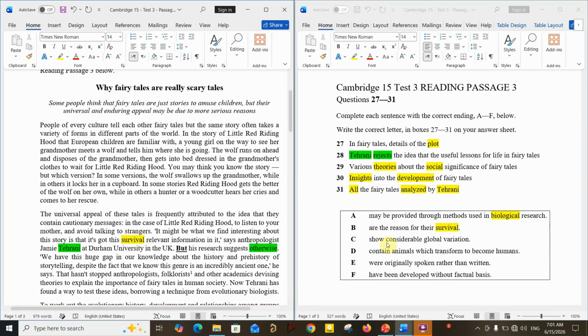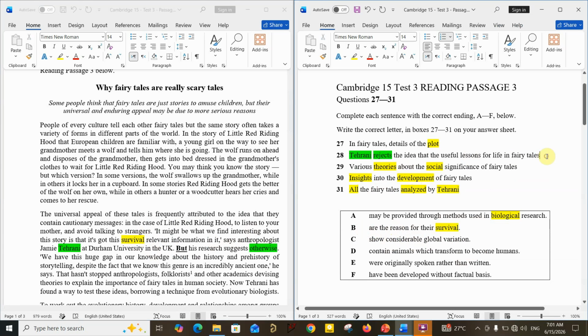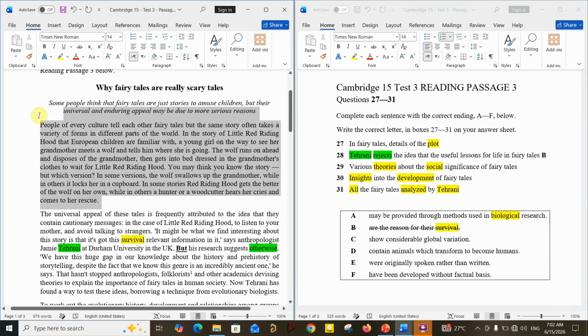It's about their survival. So you write in front of this in your answer sheet just B, and you cross out this B so you don't read it again. This is how we deal with these problems. Now I had to move back for the first question in fairy tales. Details of the plot. So this could be here because we located it for question 28. So the answer for question 27 would be in paragraph 1.